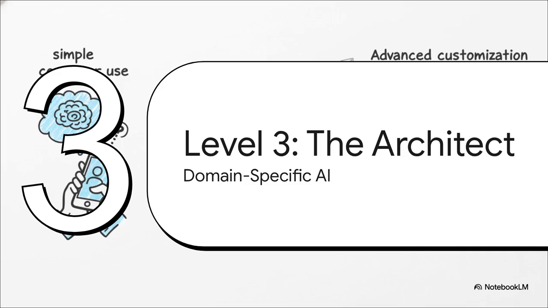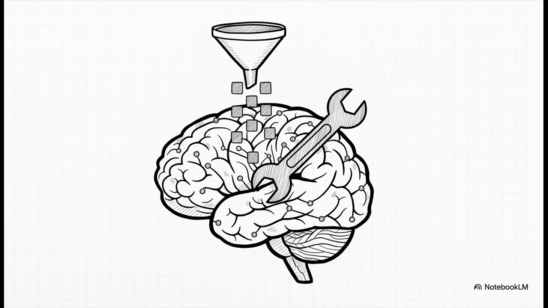But RAG is amazing. Until it's not enough. What if you need to change the model's fundamental behavior, its style, its personality, not just the facts it knows? Well, that's when you have to climb to the final level, level 3, the architect. Here, you stop being just a consumer or a developer. You start directly changing the brain of the AI itself. And that's the huge difference.